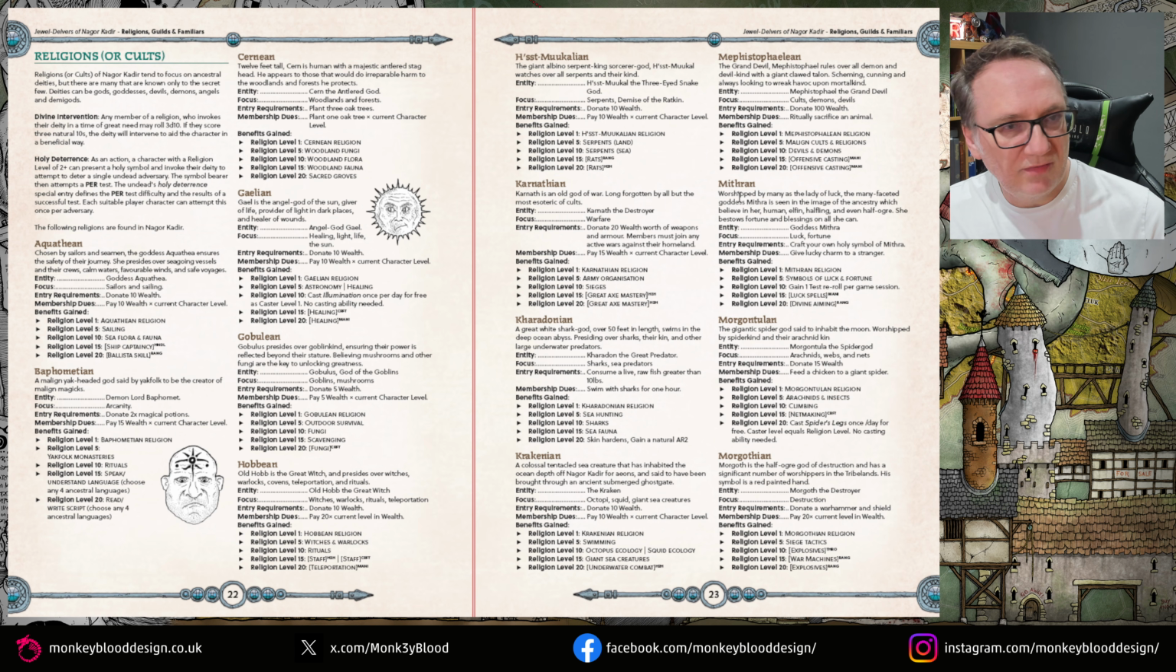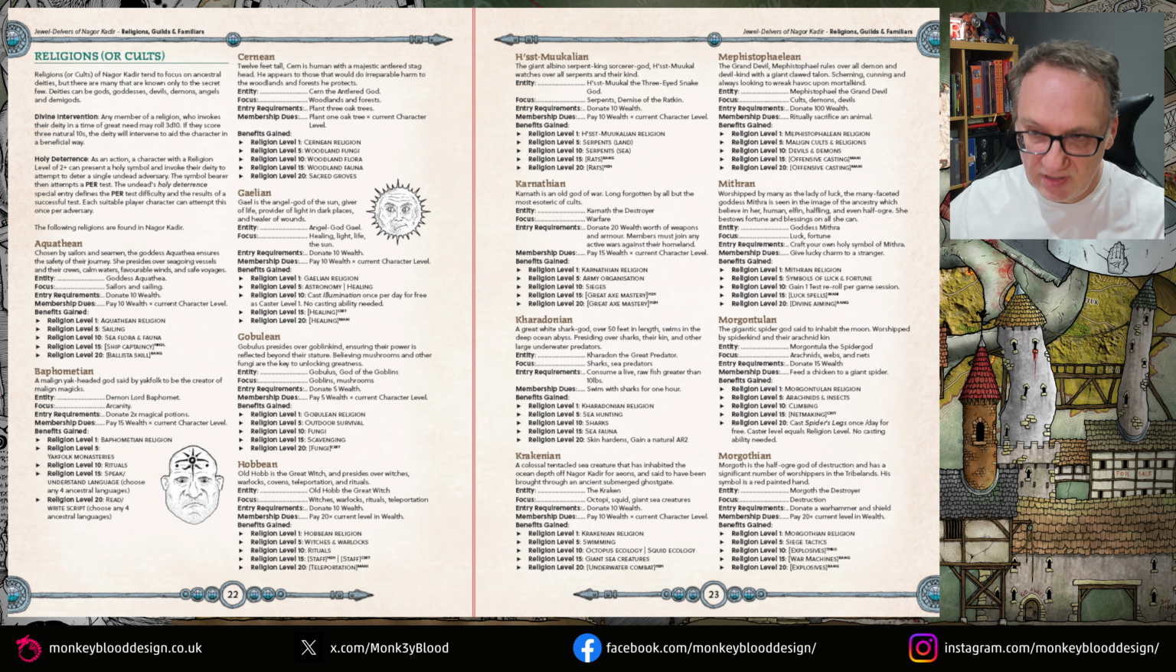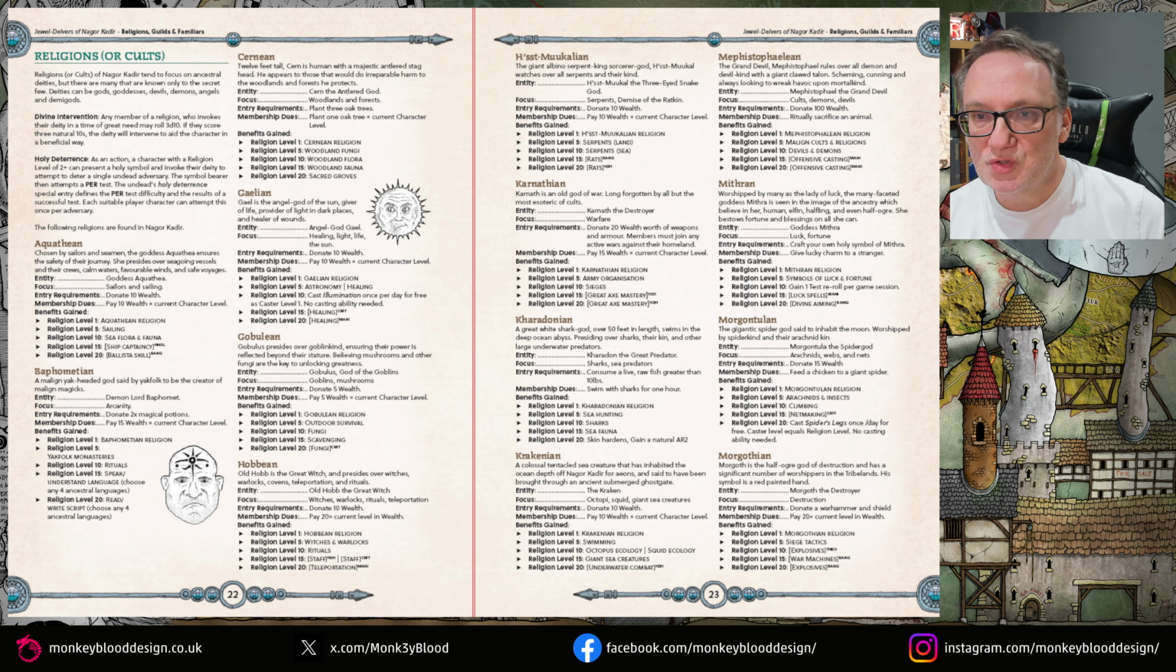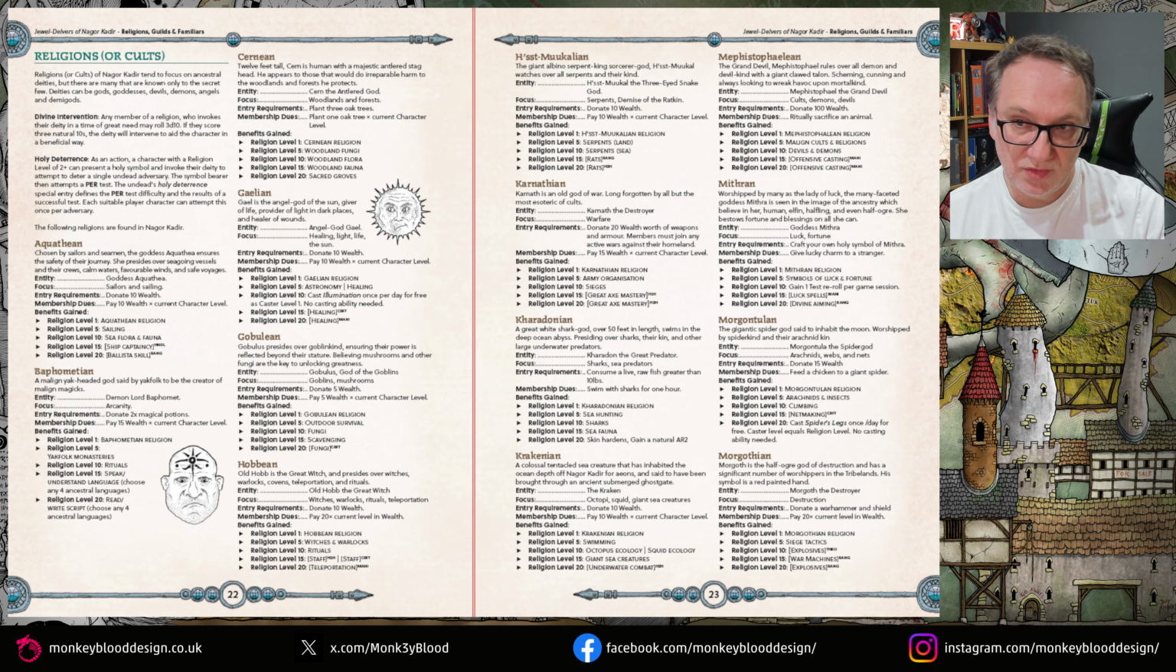So religions and guilds work very similar. So with, say, for example, the Carnathian religion here, Karnath the Destroyer, his focus is warfare, and the entry requirements, so at level 1, or you could even join the religion at level 5, but you'd become religion level 1 at that point, although you've got a character level of 5. So you donate 20 wealth worth of weapons and armour, and members must join any active wars against their homeland. Then when you want to level up, if you gain a character level and you are advancing your religion level, you must pay the membership due, which is 15 wealth times the current character level.